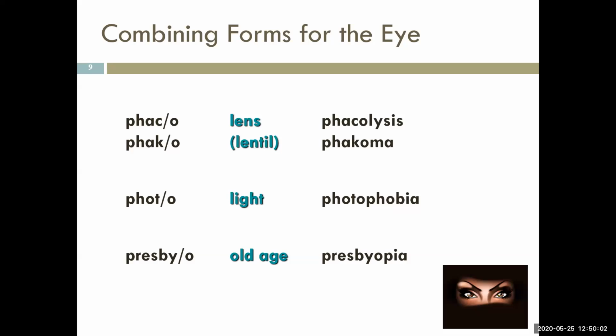Photo refers to light, so photophobia, fear of light. We see that a lot with some conditions like meningitis. It hurts, it's painful, so they fear the light. Presby is old age, and remember, OPE and then IA is condition of, so that would basically mean the aging of the eye, usually loss of vision with aging, presbyopia.